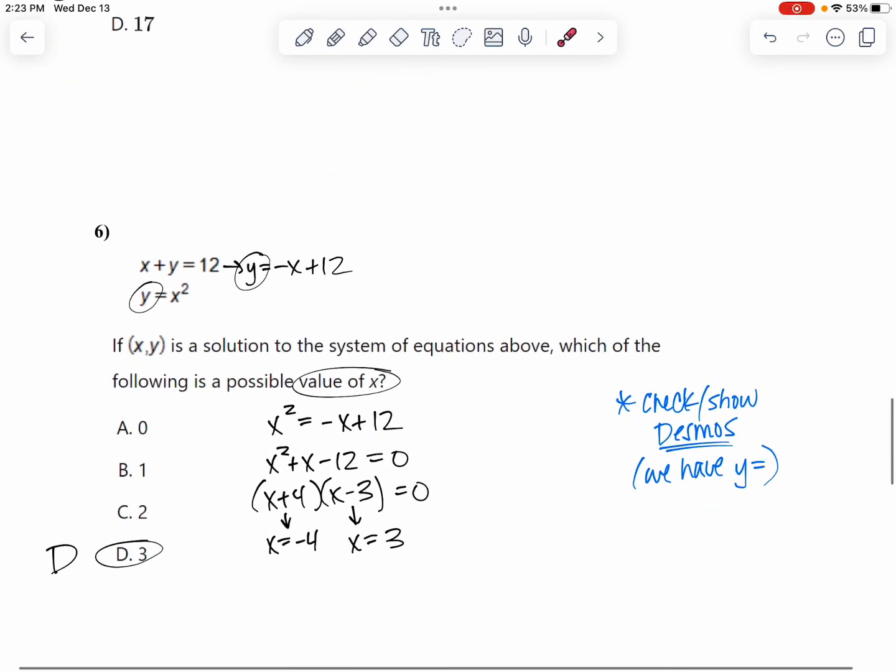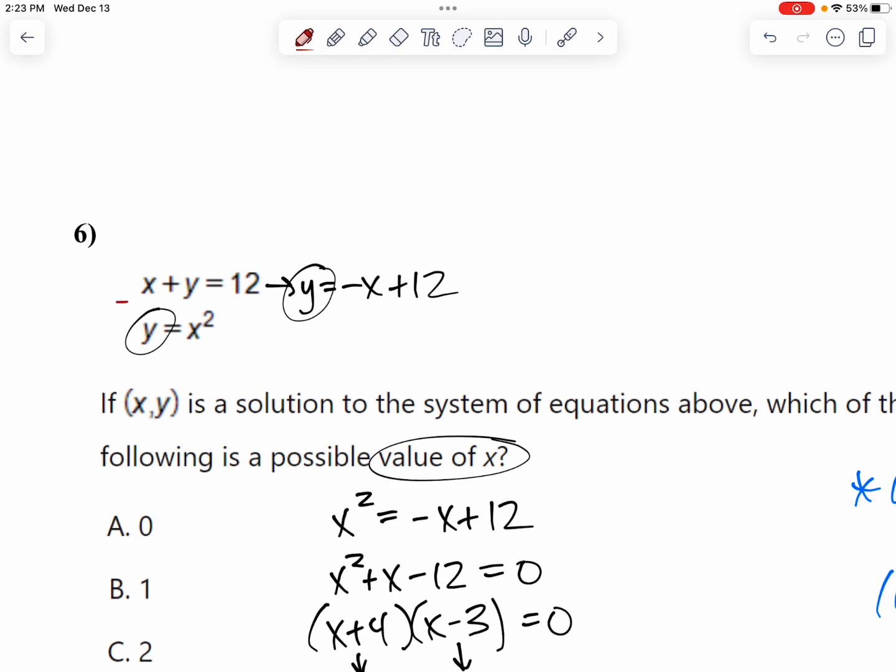Okay, for number 6, I've got to do another system of equations problem here. And in this case, I think maybe substitution would be easier. For this problem, I can get the y by itself very easily by subtracting the x over, which is what I did. And so that equation becomes negative x plus 12.